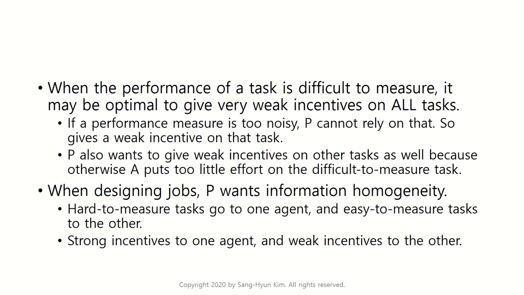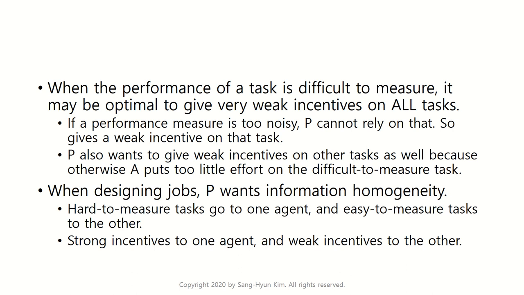The other question is a normative question. In the presence of multitasking, what is the best form of contract? How do we design a job which is optimal in the presence of this heterogeneous measurability, or information heterogeneity? Okay, that's the other question.